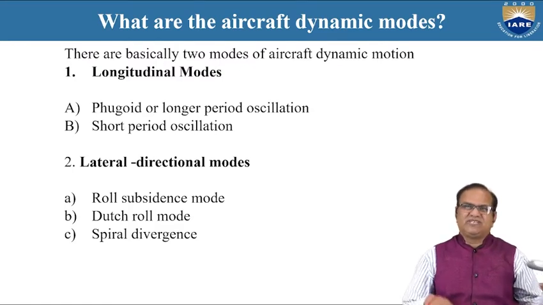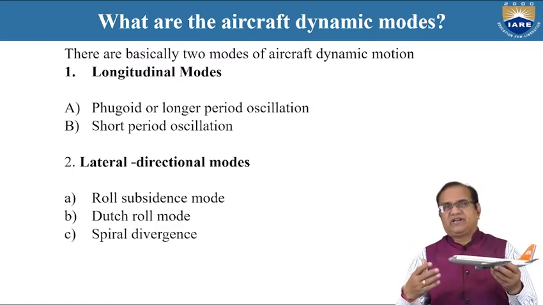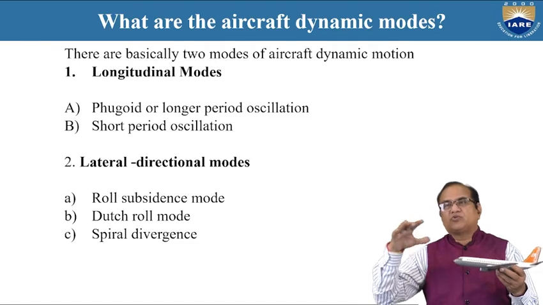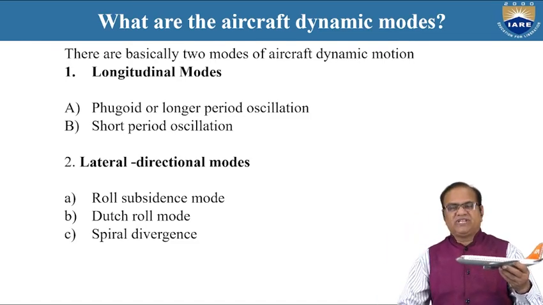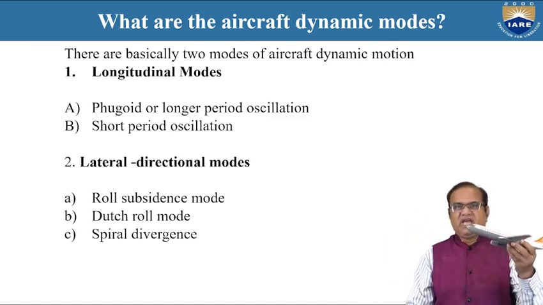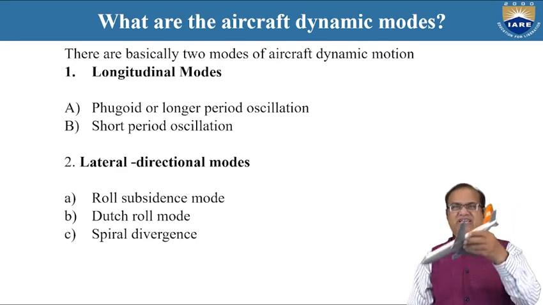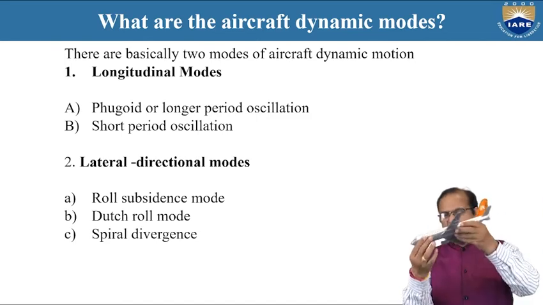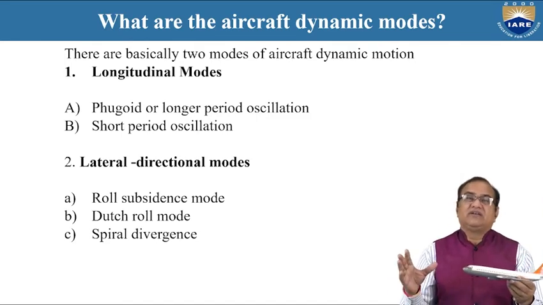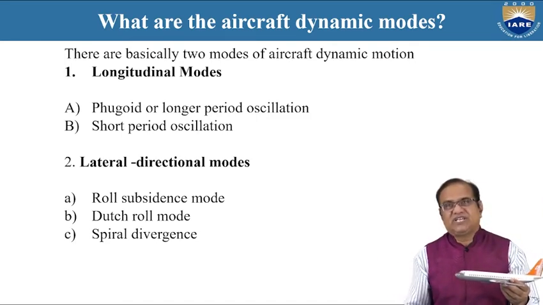So I will just give a small illustration. Phugoid means long period, it takes a lot of time to come to its equilibrium position. If it is disturbed like this, it will slowly, over many seconds, around 20 seconds, come to its equilibrium position. This is called the phugoid or long period oscillation.